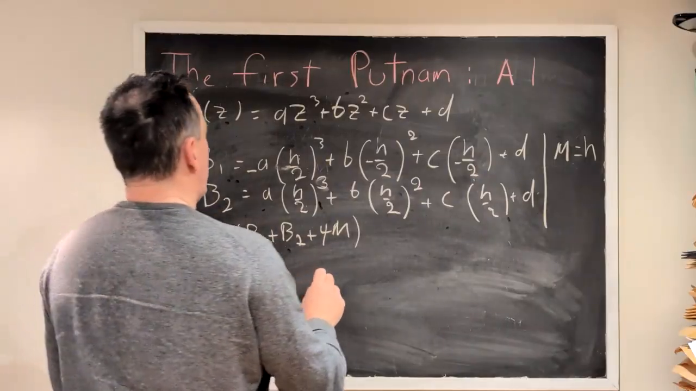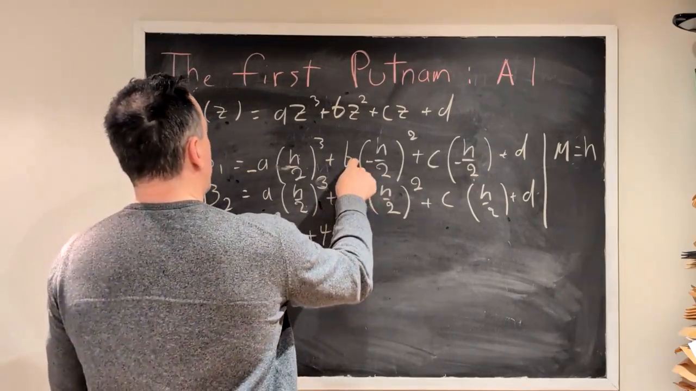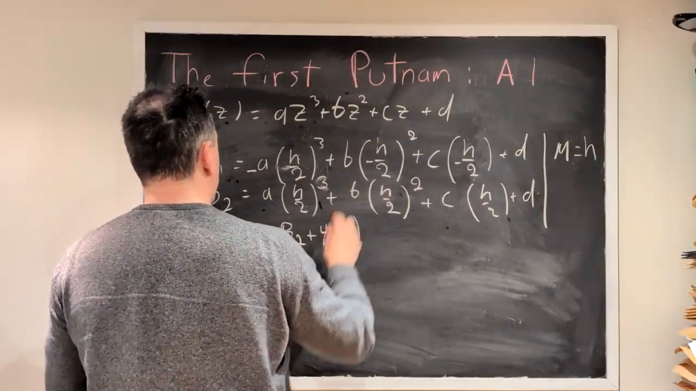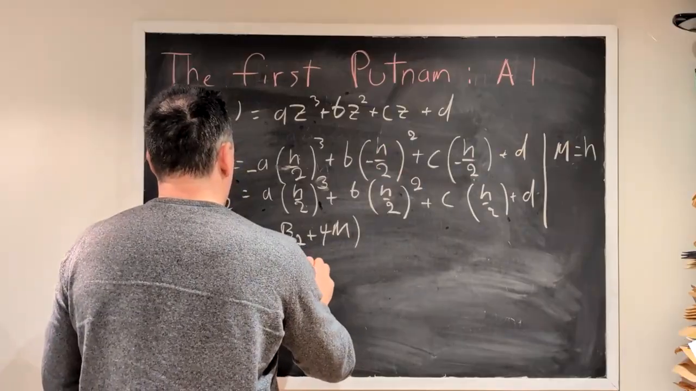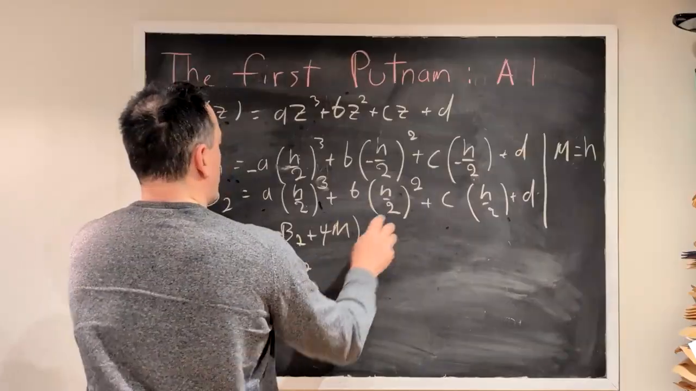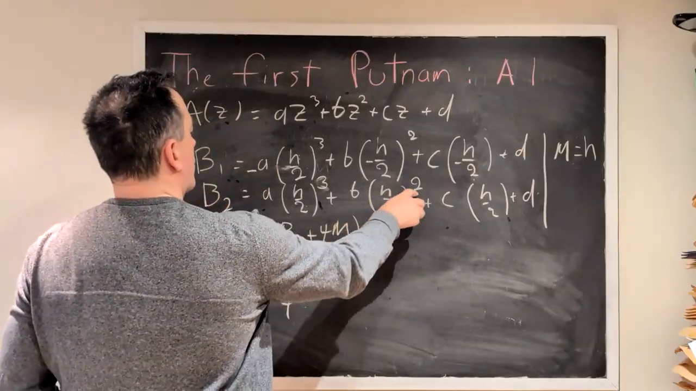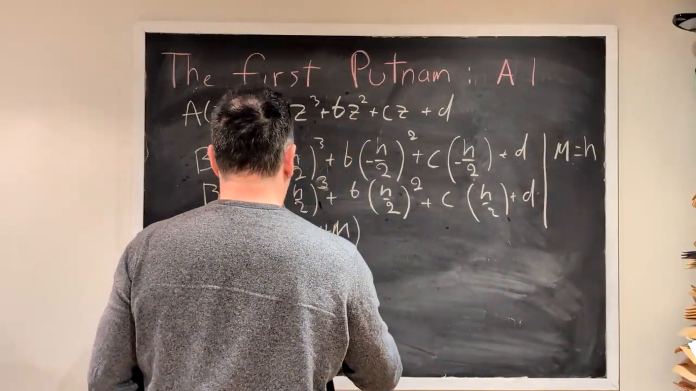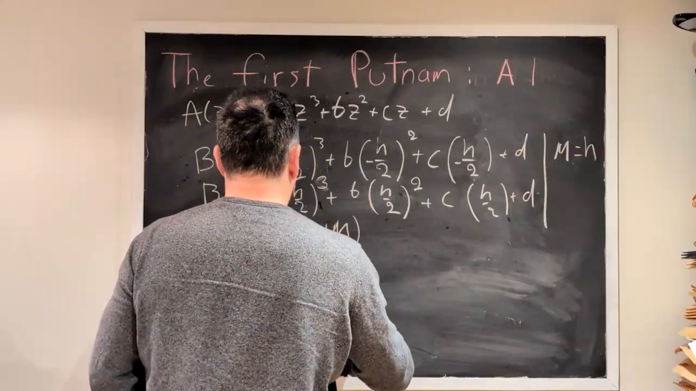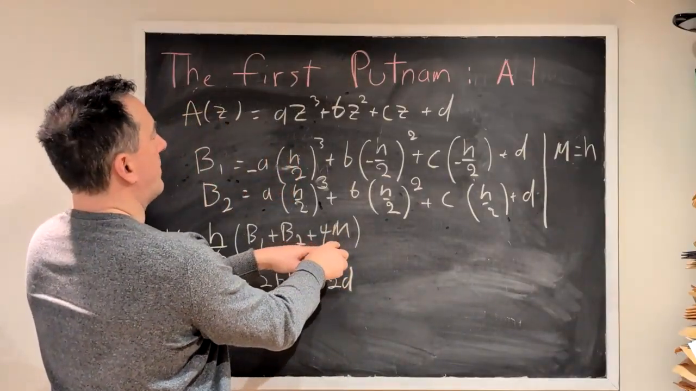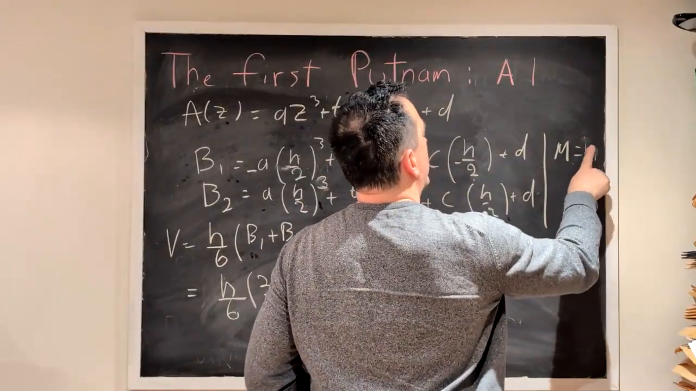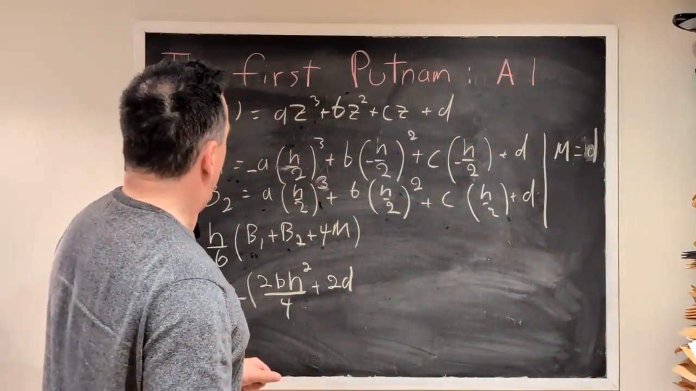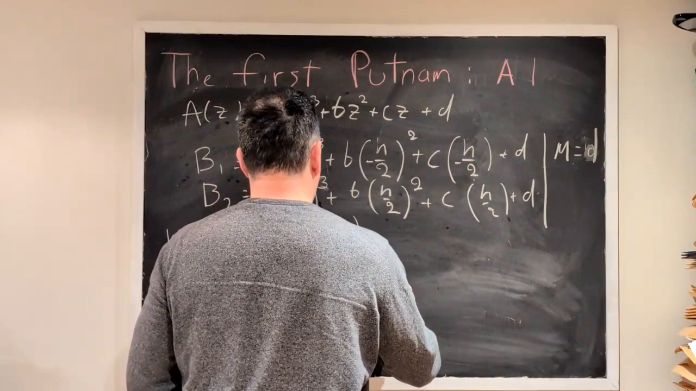times, let's see, b plus b, this will be 2b, and there's this h squared over 4, because the 2 squared is 4, and we add these two terms would be plus 2d, and we add this 4m term, which will be, oh, I said m equal h, sorry, m is equal to d, of course, plus 4d.